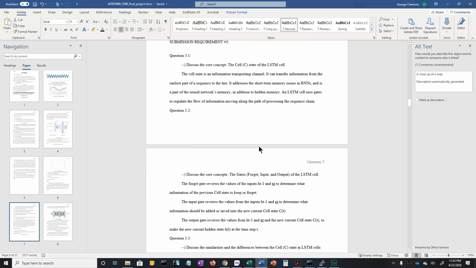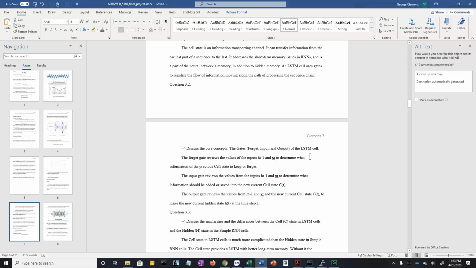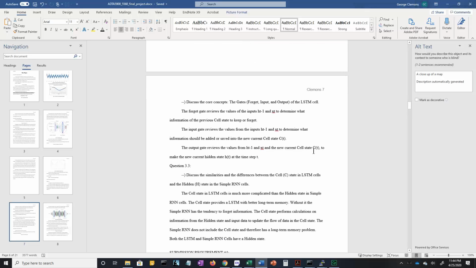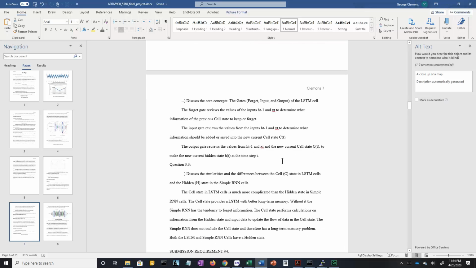The second question asks to discuss the concepts of the forget, input, and output gates of the LSTM cell. The forget gate reviews the values in inputs H(t-1) and X(t) to determine what information of the previous cell to keep or forget. The input gate reviews the values from the inputs H(t-1) and X(t) to determine what information should be added or saved into the new cell state. The output gate reviews the values from H(t-1) and X(t) and the new current cell state C(t) to make the new current hidden state H(t) at the time step t.